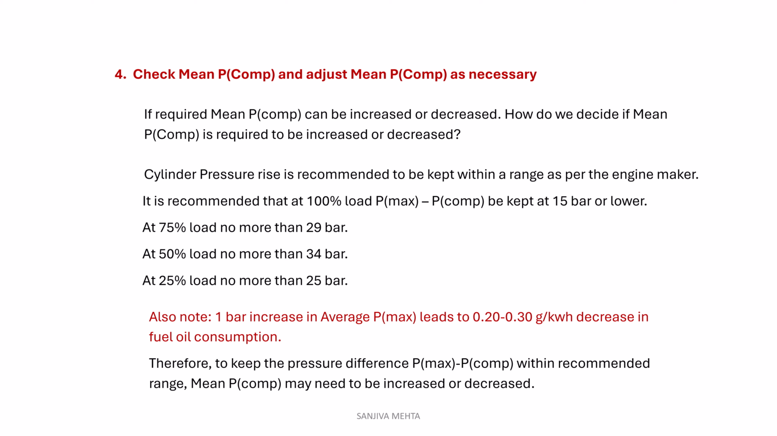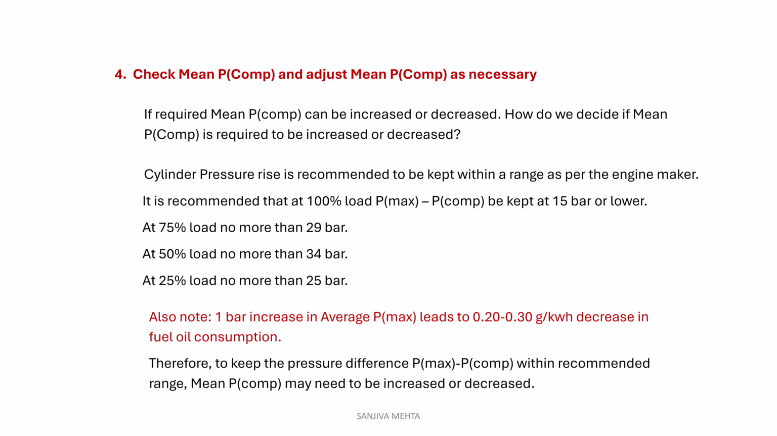Check mean compression pressure and adjust mean compression pressure if necessary. Why do we need to check the mean pressure? Module 6, video 4, I think. Why do we want to increase or decrease the mean compression pressure? Any idea? If required, mean compression pressure can be increased or decreased. How do we decide what mean pressure we need to adjust the mean compression pressure to? For each unit we understand balancing, but why increase or decrease compression pressure, which is the mean pressure?